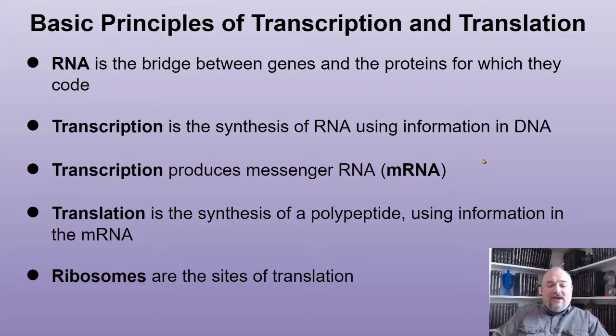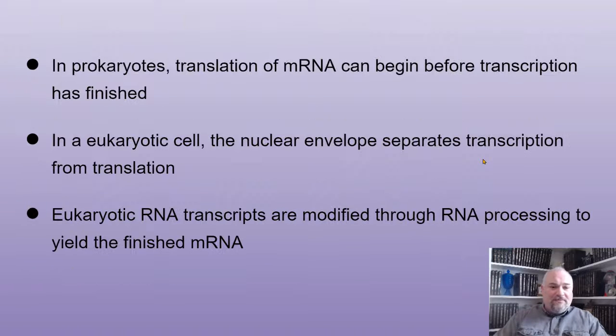The messenger RNA then goes out to the ribosome, which is where translation happens. And translation is where we actually synthesize or make the polypeptide. We put the amino acids together in the right order based on the information that was on that messenger RNA. So that's kind of the overview, big picture.